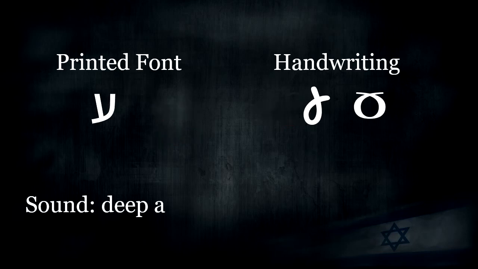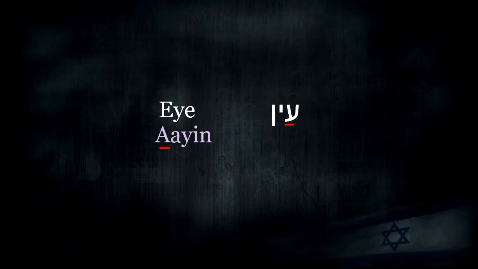Ein. It makes the sound of a deep A, but today most Israeli speakers pronounce it almost like an aleph, like an A. For example, ani, that means I.